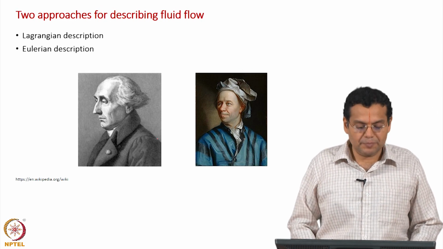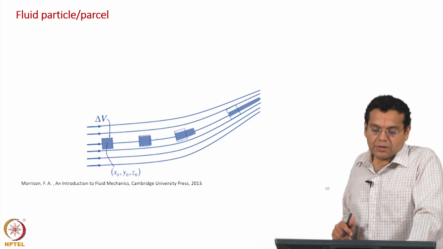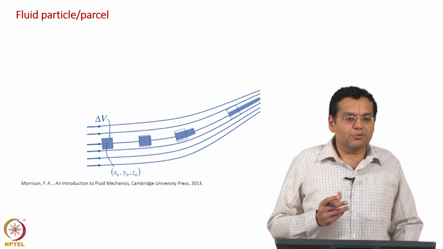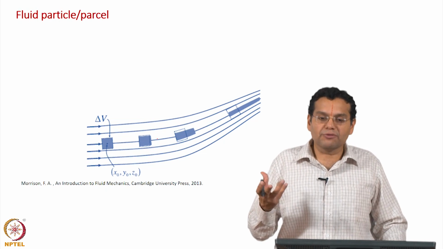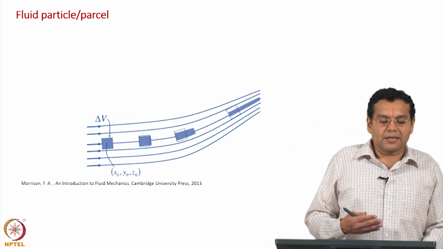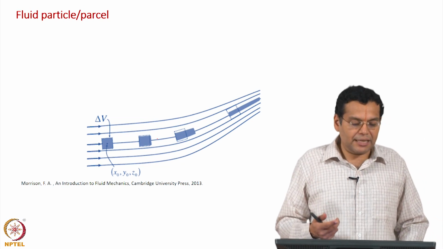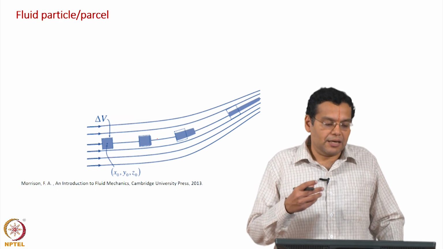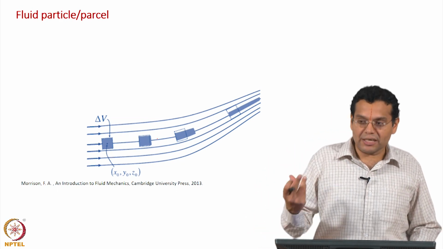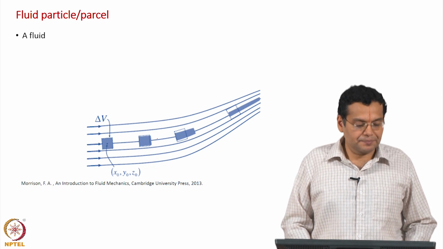Eulerian description. Now, before even discussing that, we should know what we mean by fluid particle, how we imagine a fluid particle. If you refer to books, they frequently use terms called fluid particle and fluid parcel. We will spend some time on how to imagine and visualize a fluid particle. Okay. So, let us look at the definition first.